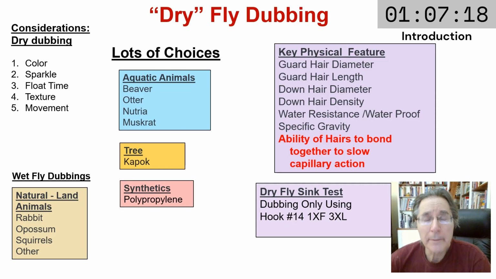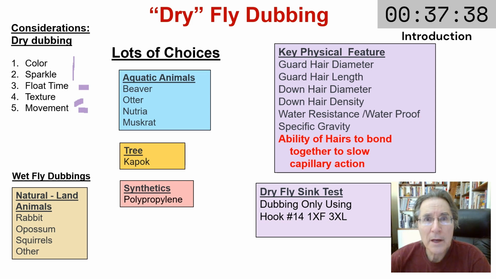I'm real excited about today's episode, Dry Fly Dubbing. Designing and making your own dubbing can be an art form in and of itself and a great part of fly tying. When you sit down to tie a dry fly and you're selecting dubbing, you look at color and you look at sparkle, which are two straightforward characteristics that you can implement. Things like float time, texture of the fly, and lifelike movement of your fly due to the dubbing require a little bit more information to implement those.